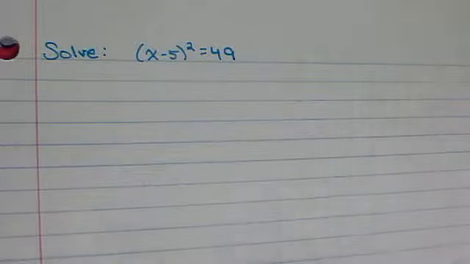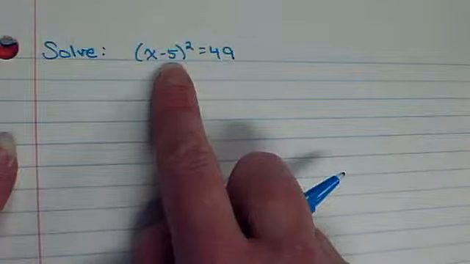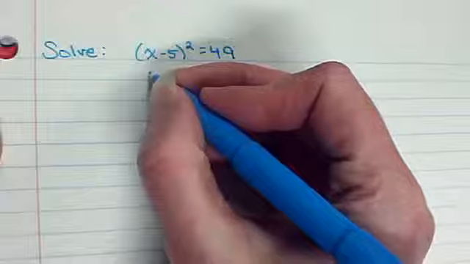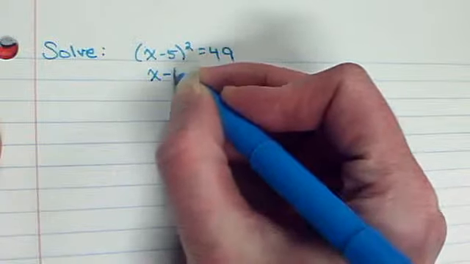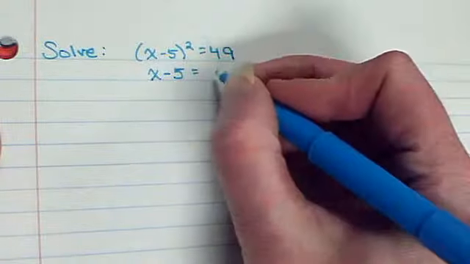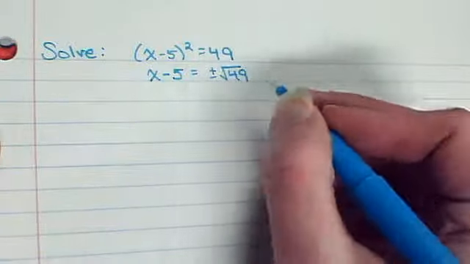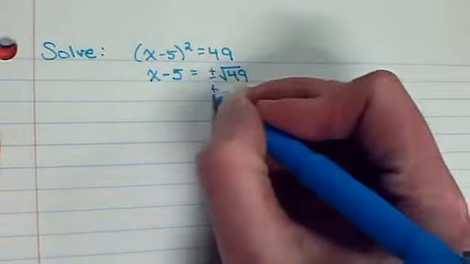Okay, I want to start off with an example from the last unit. How would we solve something like this? Well, pretty easy. We have something squared on this side, and we're trying to get the x by itself, so we can take the square root of both sides. When we do, this would just be x minus 5, and we'd get plus or minus the square root of 49, which that's really just 7.